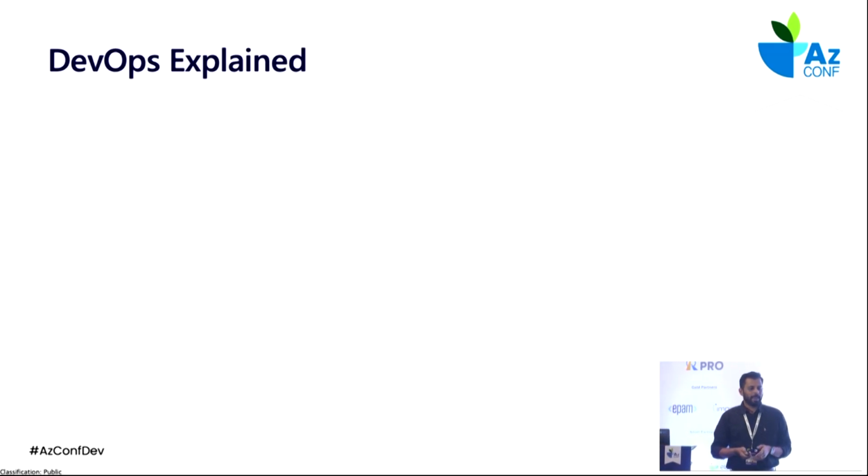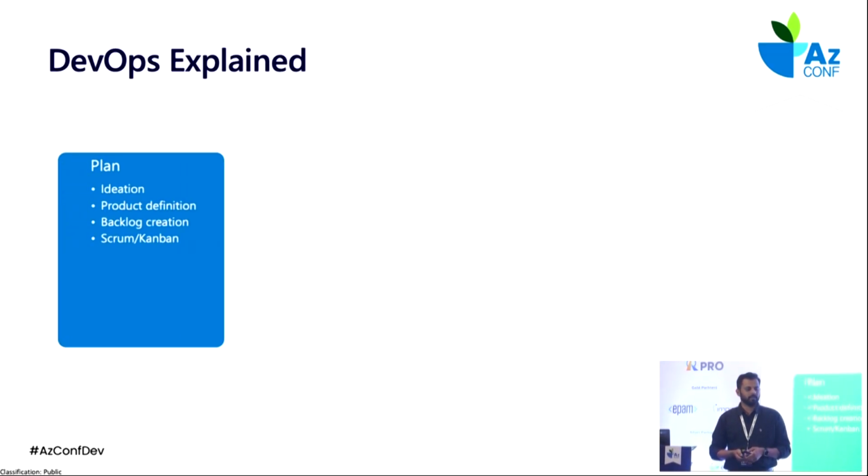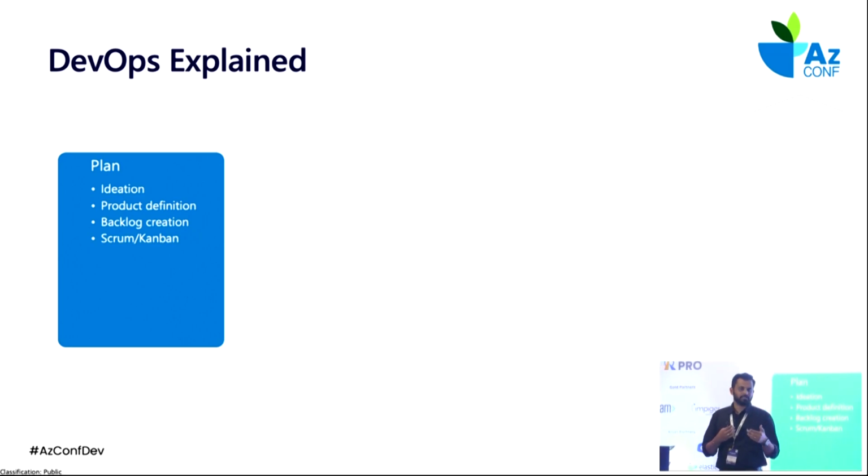So when we talk about planning, what are the things that come into planning, right? It is ideation. Someone wants to say, I want to build a next level, whatever, ticketing engine or whatever. That's the ideation, right? And then you'll have to define your product, and then you'll have to go into a backlog creation, and agile methodology, whatever, Scrum, Kanban.